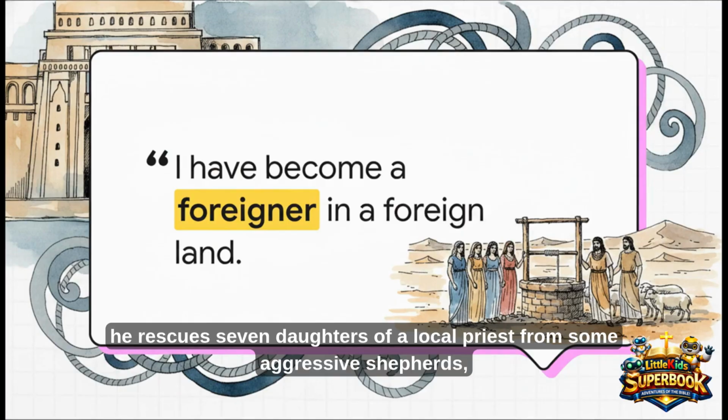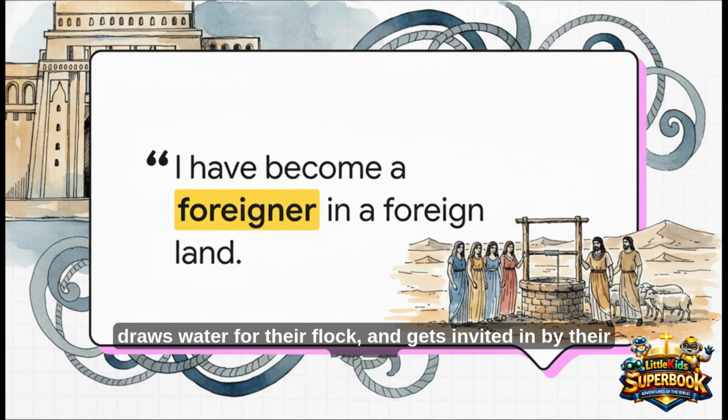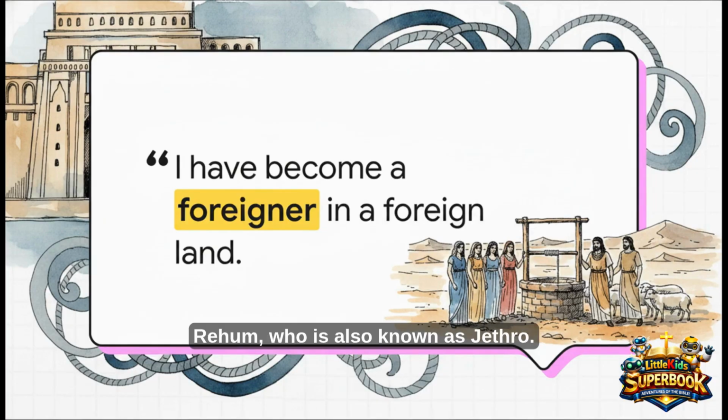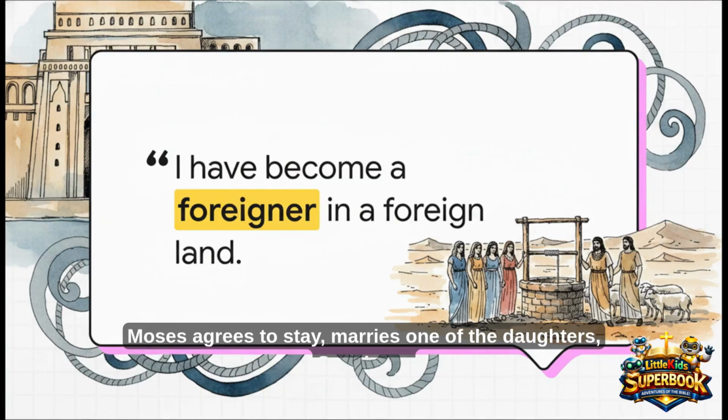He goes from being a prince in a palace to a fugitive hanging out by a desert well. While there, he rescues 7 daughters of a local priest from some aggressive shepherds, draws water for their flock, and gets invited in by their father, Reuel, who is also known as Jethro. Moses agrees to stay, marries one of the daughters, Zipporah, and they have a son.